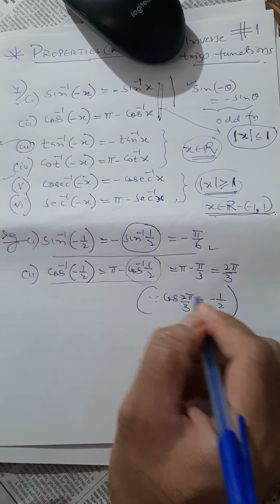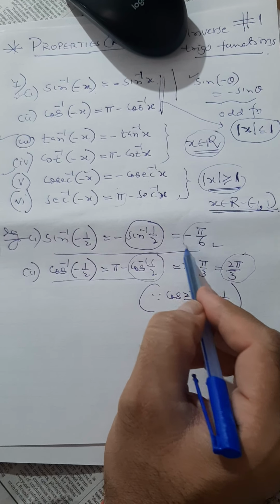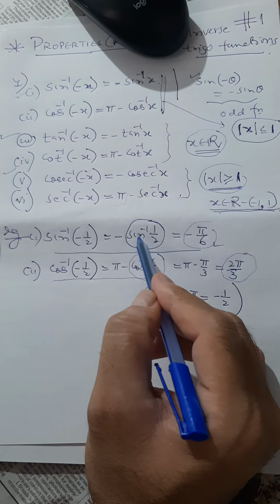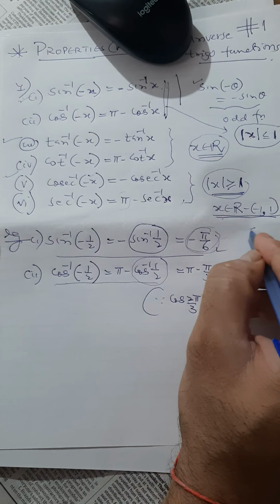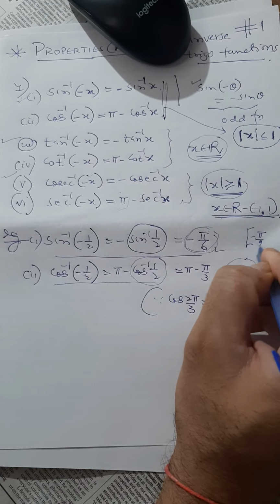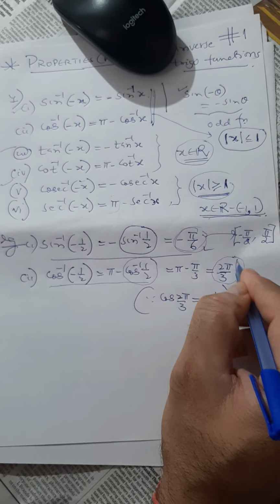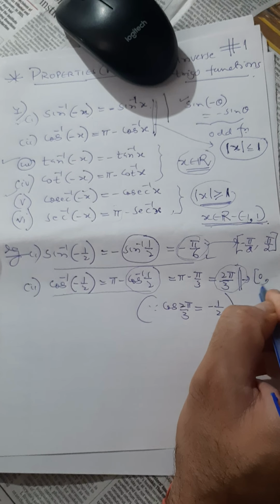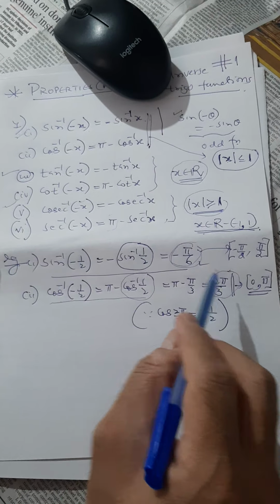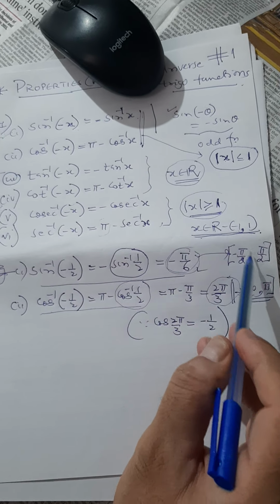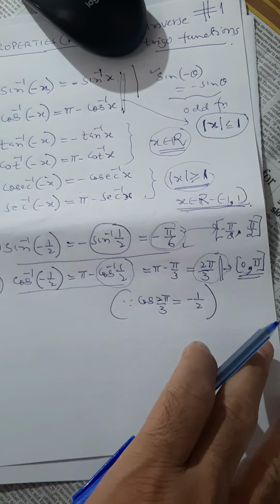You can verify. But every time, this value should come in the appropriate domain of the sine inverse function. This should be in the closed interval minus pi by 2 to pi by 2. That is important here. And this value should be in the domain 0 to pi. Remember that, right? Any value will not do. That respective value should fall in that appropriate domain. Here minus pi by 2 to pi by 2, here 0 to pi.